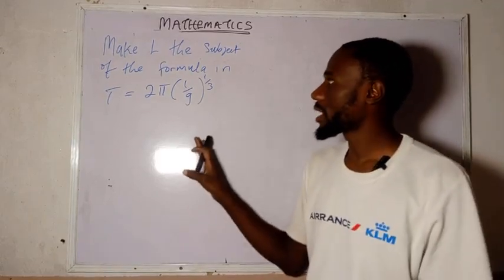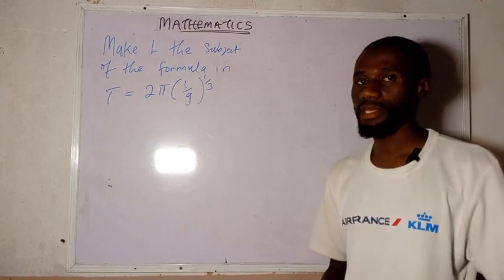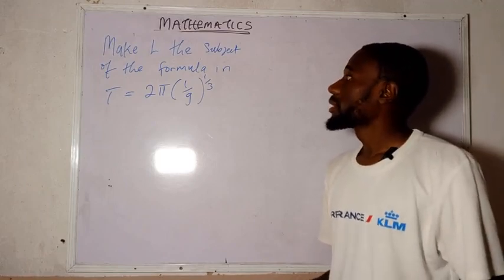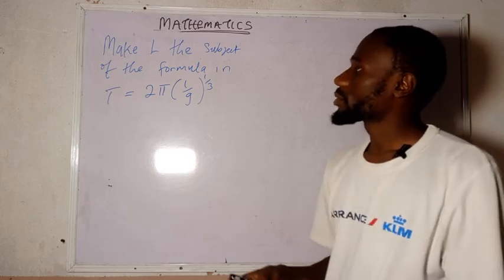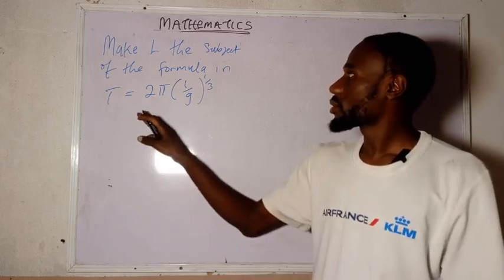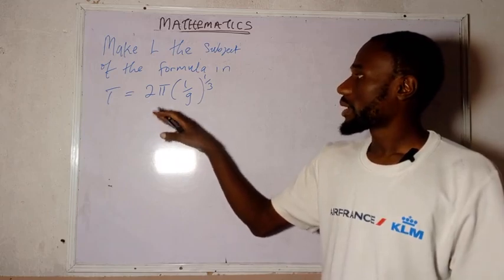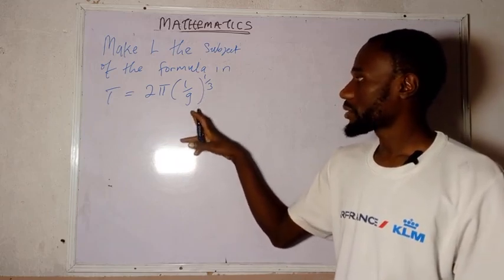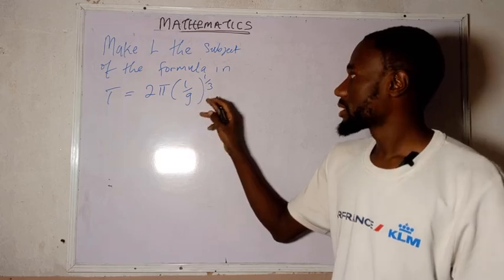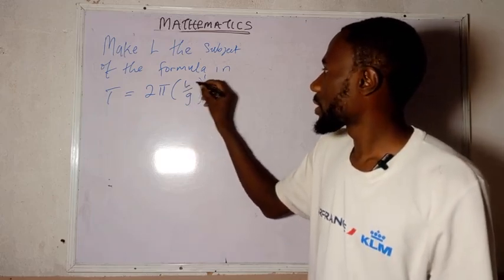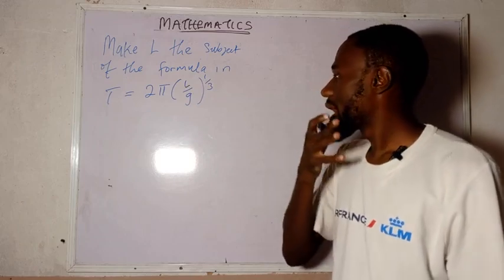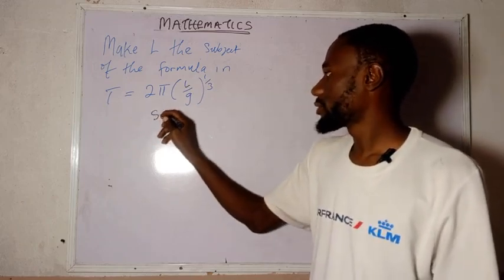In this question, we are asked to make L the subject of the formula. Given the question, T is equal to 2 pi open bracket L all over G, raised to the power 1 over 3. Then we can write the solution.